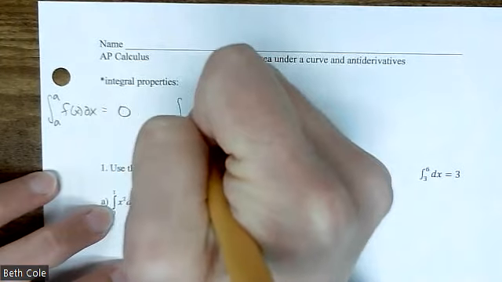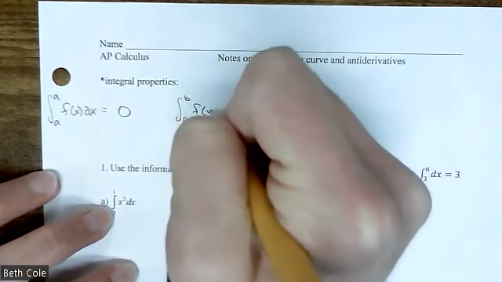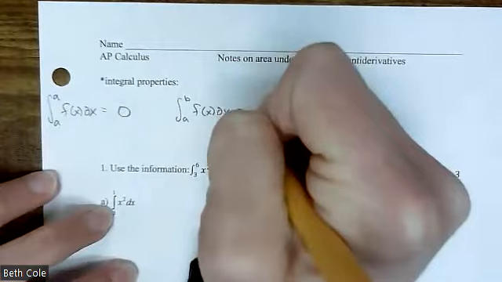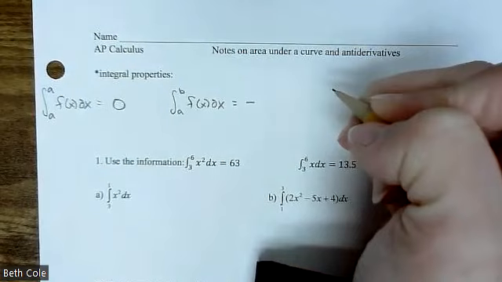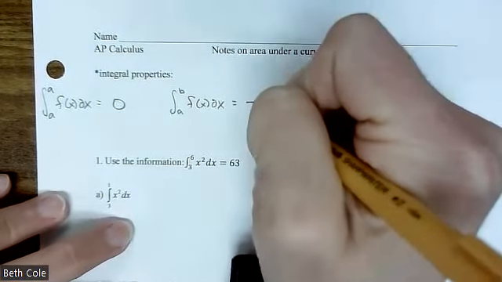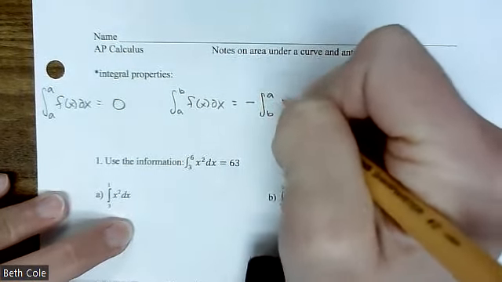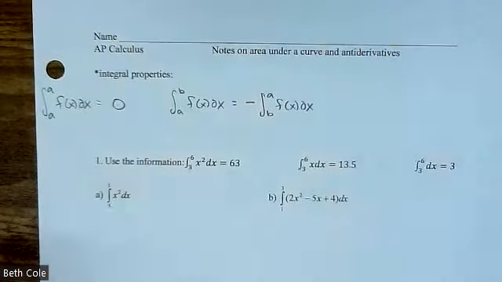Second one, the integral from a to b, f of x dx, equals negative, or you can think of that as the opposite of, the integral from b to a, f of x dx. Look at it and let it sink in. If you accumulate area forwards, that's the opposite of accumulating area backwards. Remember, all of these integrals are area underneath a graph. You're accumulating area, but does that make sense? If you go backwards, it's opposite.